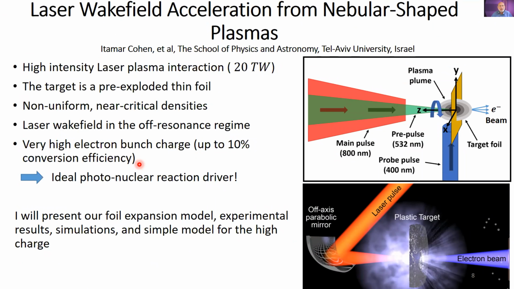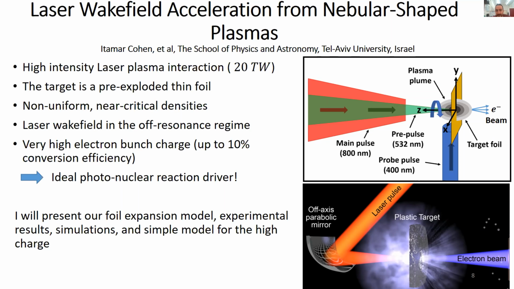Today I will present our electron acceleration method using laser-plasma interaction. We use ultra short 25 femtosecond, high intensity, 20 terawatt pulses. In our acceleration scheme, we explode a submicron foil into an underdense near-critical plasma that is a few tens of microns in length.